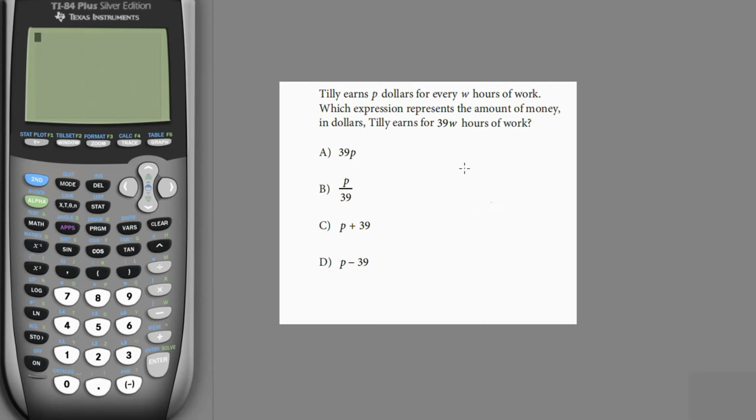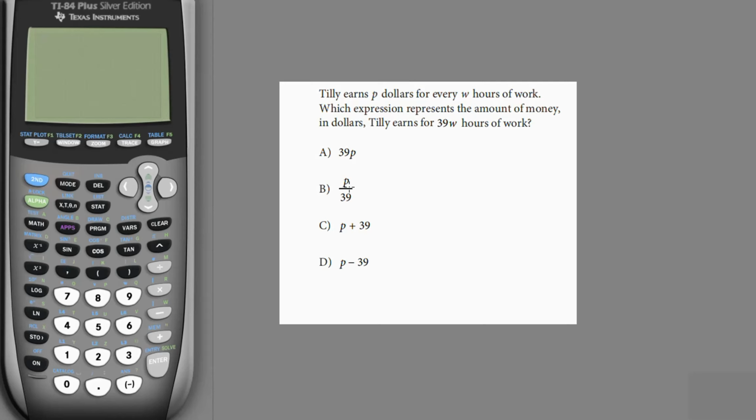So the question says, Tilly earns $P for every W hours of work. Which expression represents the amount of money in dollars Tilly earns for 39 W hours of work? So guys, this kind of question, we don't need a calculator to solve it. It's just simple logic and common sense to identify the right answer.